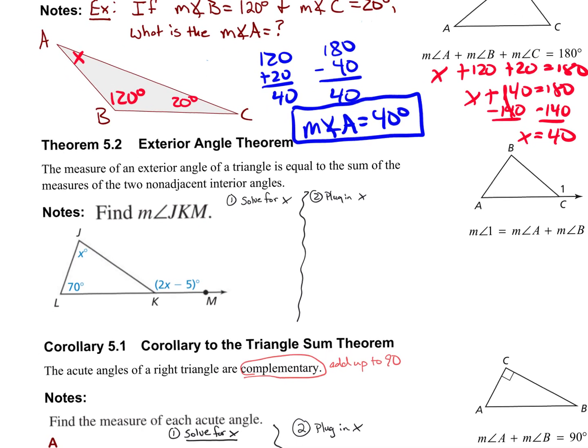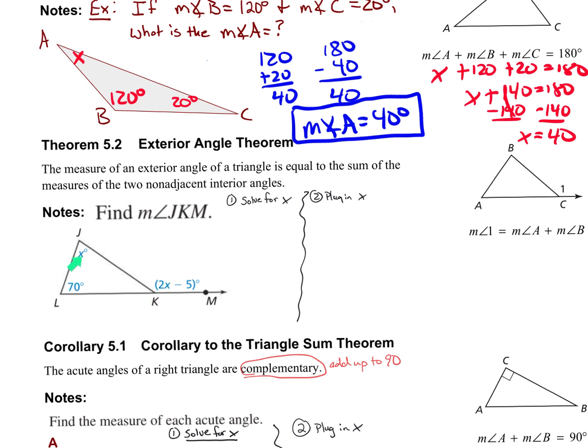The next one, the exterior angle theorem. This says the measure of an exterior angle of a triangle, and the exterior angle, remember, is on the outside, it's this one right here, is equal to the sum of the measures of the 2 non-adjacent interior angles. Okay? So non-adjacent means it's not right next to it. So the adjacent would be right here. So non-adjacent are these 2 angles over here.